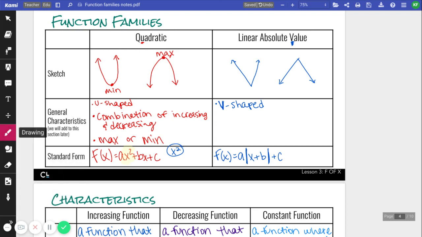And then finally, for our absolute value functions, these will also be a combination of increasing and decreasing. Like this one, it's decreasing to start with, and then it changes to increasing. This one would be increasing, then it changes to decreasing. And these will also either have a maximum or a minimum.